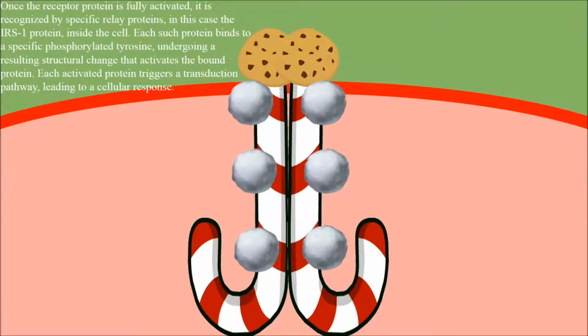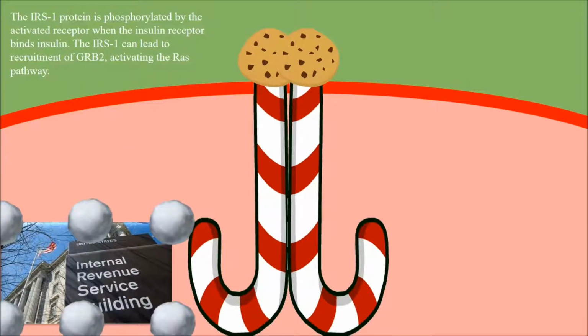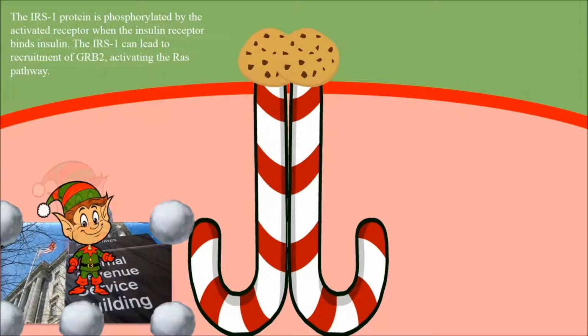It's a phosphorylated dimer. And so this allows for the rest of the transduction pathway to occur, and it's recognized by specific relay proteins, in this case the IRS1 protein. And then we have the transfer of that phosphate group to the IRS1 protein, and then we also have the recruitment of a GRB2 protein, which activates the RAS pathway.